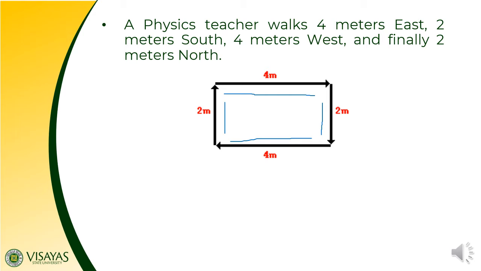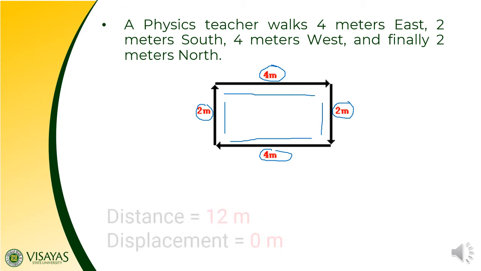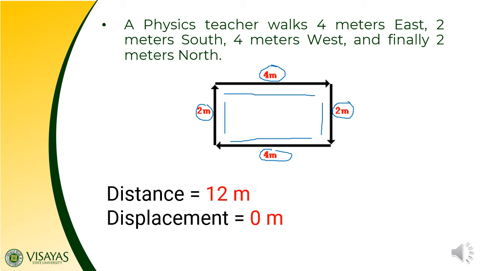So what will be our distance? We all know that distance refers to how much ground the object has covered. And also, distance is a scalar quantity. It is more focused on the magnitude of the motion. It doesn't care about the direction of travel. So meaning, we will just add these numerical values, 4 meters, 2 meters, 4 meters, and 2 meters to come up with the value for distance. So the value for distance is 12 meters.